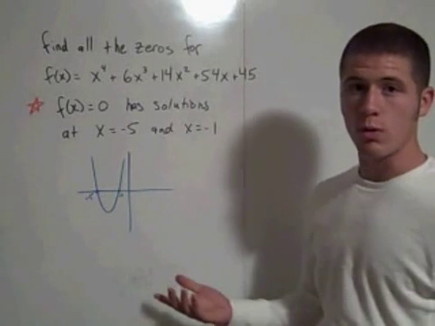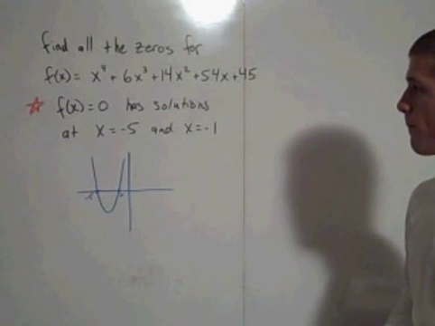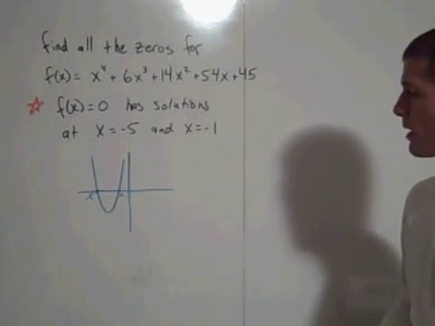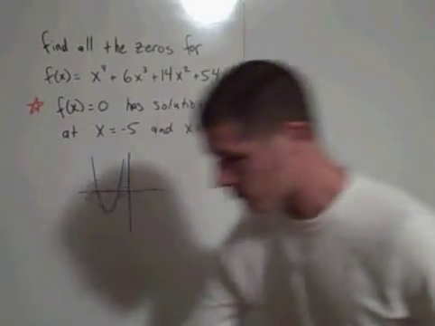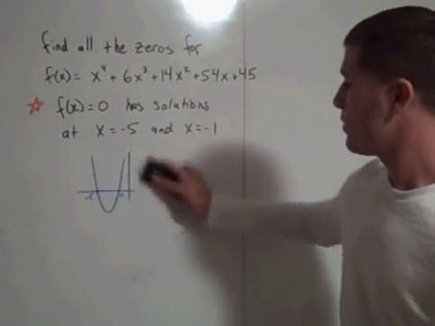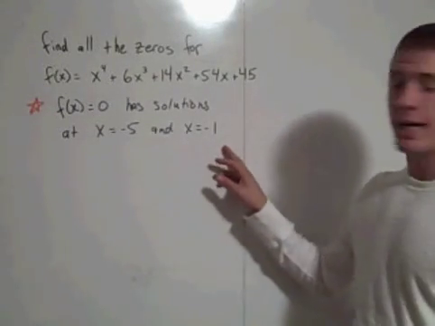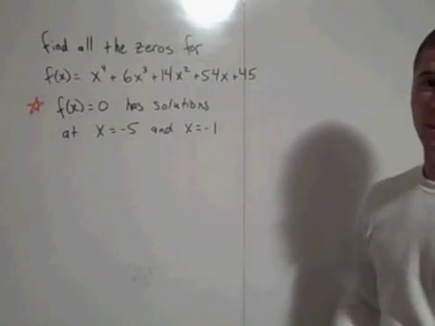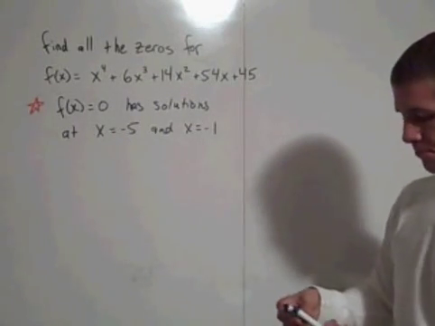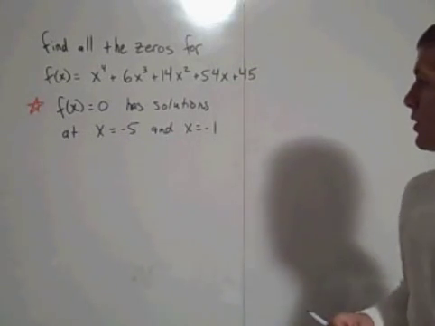But we know there are 2 more solutions, and those solutions must be complex because they don't show up on our real plane. So what you have to do is use the fact that we have zeros at negative 1 and negative 5 to factor this, essentially by using some synthetic division. So start with negative 1.